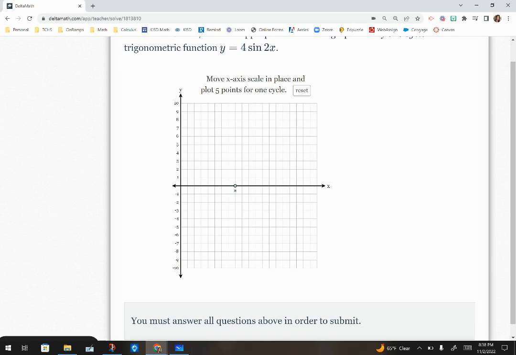Now again, my midline is 0. Okay, so I am going to plot 5 points.